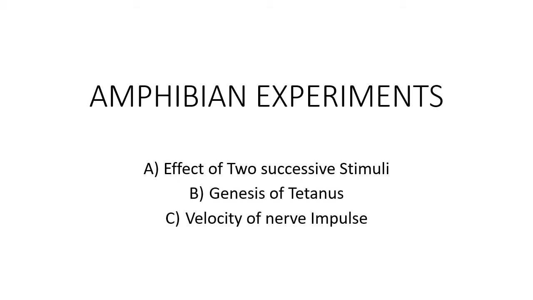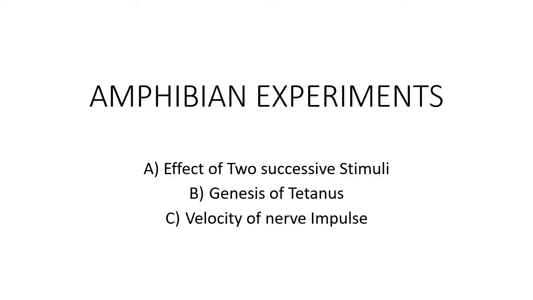Hello everyone. So in amphibian experiments, we are talking about amphibian graphs. Just to remind you, these graphs are usually asked in spotting, where you need to identify the graph and answer the question asked. Since you already know about different instruments, nerve muscle preparation, action potential, simple muscle curve, simple muscle twitch, etc.